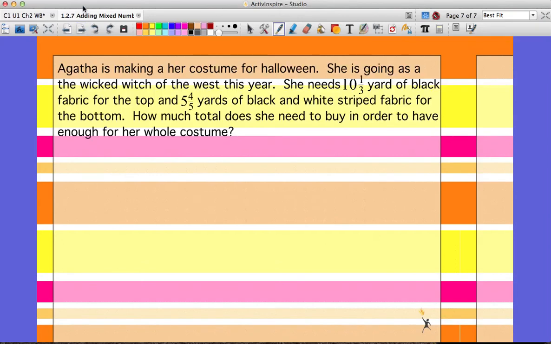The other problem that you have is Agatha is making her costume for Halloween. She is going as the Wicked Witch of the West. She needs 1 10/3 yards of black fabric for the top of her costume and 5 4/5 yards of black and white striped fabric for the bottom. How much total does she need to buy in order to have enough for her whole costume? So we want to know how much fabric she's going to have to buy from the store to make her costume.